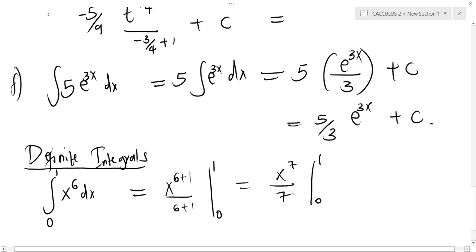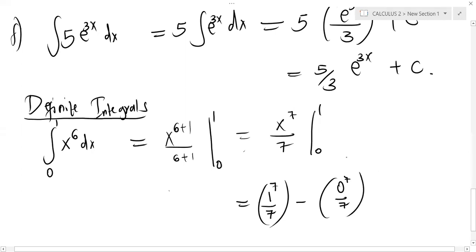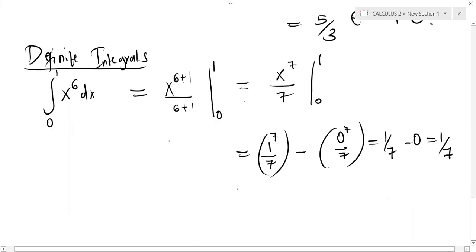So how do we replace the range 0 to 1? We first work out with 1. You replace x with 1 in this equation, so I'll have 1 raised to power 7 over 7, minus, you now replace with 0, so 0 raised to power 7 over 7. That's how you evaluate when you're given a range. This gives us 1 over 7 minus 0, which is 1 over 7. That's how we go about evaluating definite integrals. As you can see, we no longer have a plus c, but we actually have an actual answer.